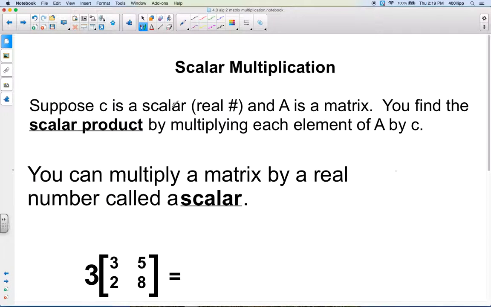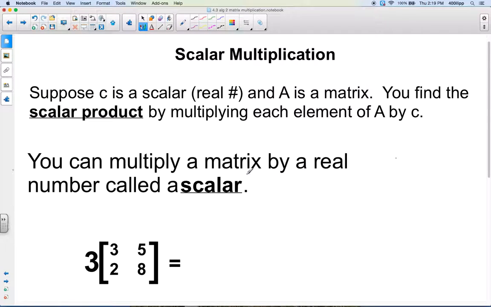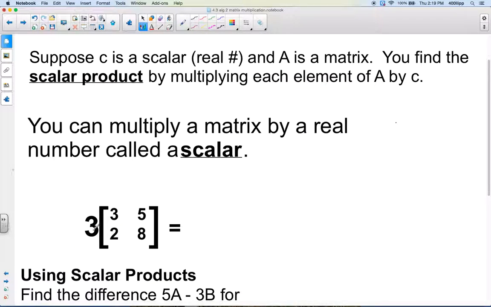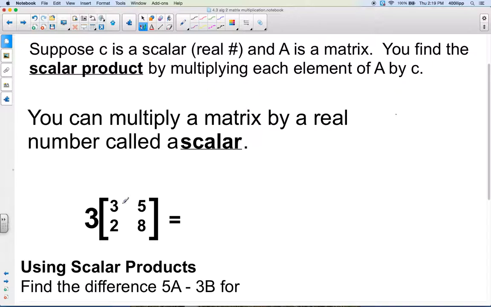So suppose C is a scalar, a real number, and A is a matrix. You find the scalar product by multiplying each element of A, which is your matrix, by C, your scalar, your real number. Okay, so let's try this one right here. There's a 3 in front, and we're going to multiply it to every element in this matrix. So 3 times 3 gives us a 9. 3 times 5 is a 15. 3 times 2 is a 6, and 3 times 8 is a 24.